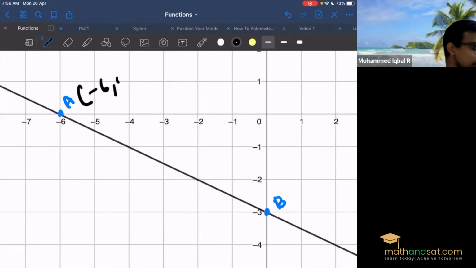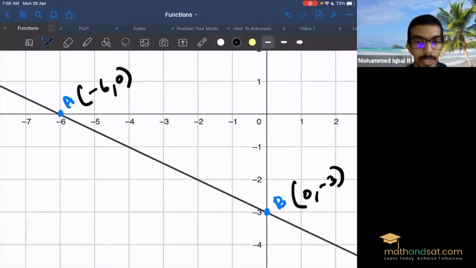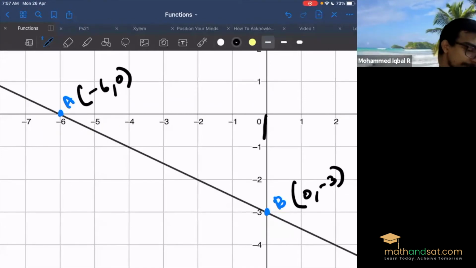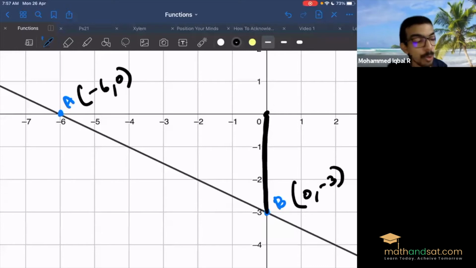This point is minus 6 comma 0. This point is 0 comma minus 3. Now you travel from A to B. When you're traveling from A to B, your vertical change is negative because you're going from a point where your y coordinate was 0 to a point where your y coordinate is minus 3. The y coordinate is decreasing.